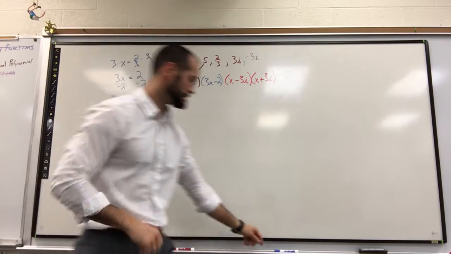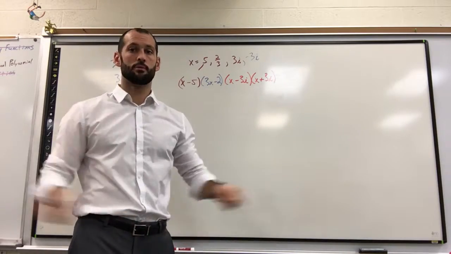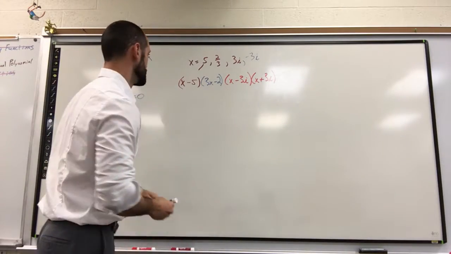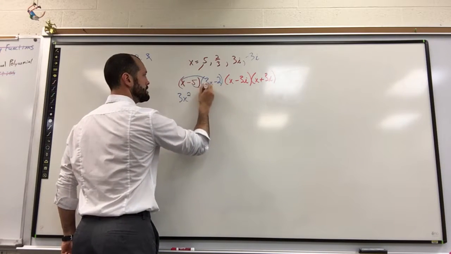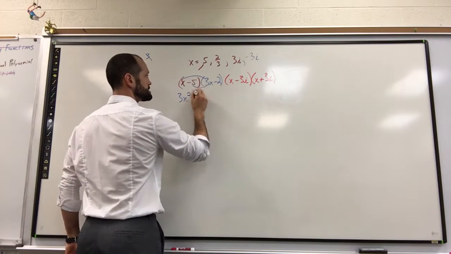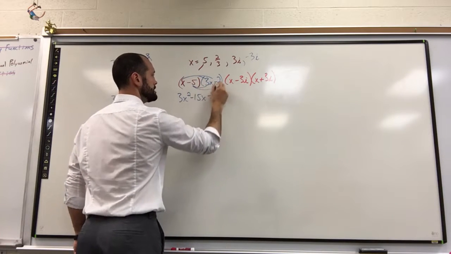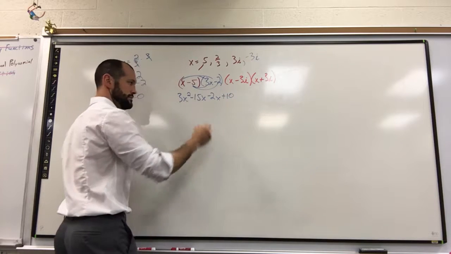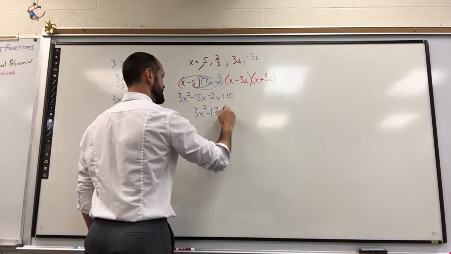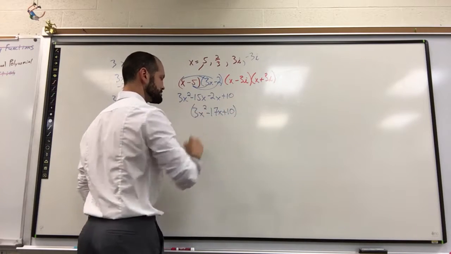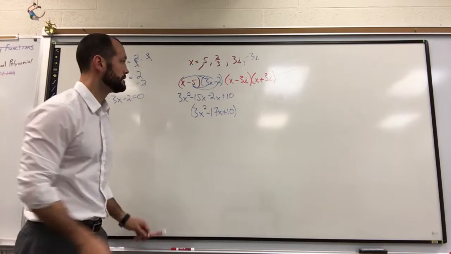So we're going to do a couple things. I'm going to be combining these two and these two first, and then we'll get to the fat daddy last part. Here we're going to get 3x squared minus 15x minus 2x plus 10. Simplify quickly. 3x squared minus 17x plus 10.